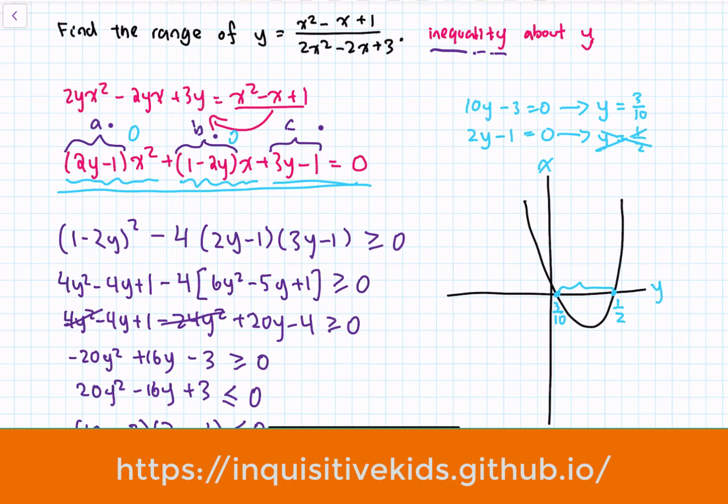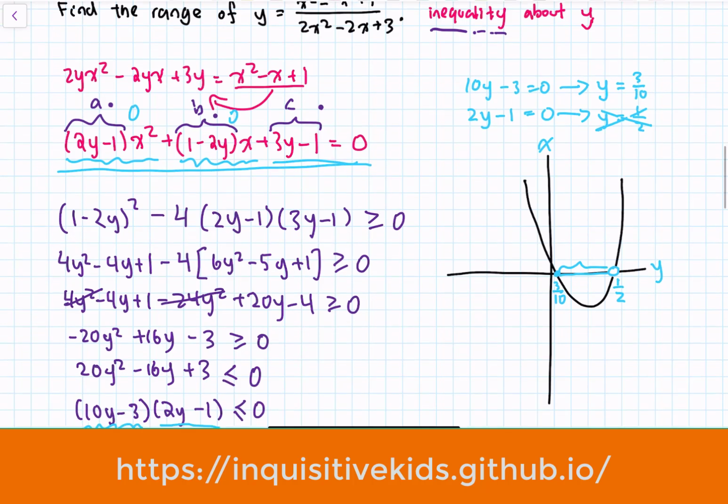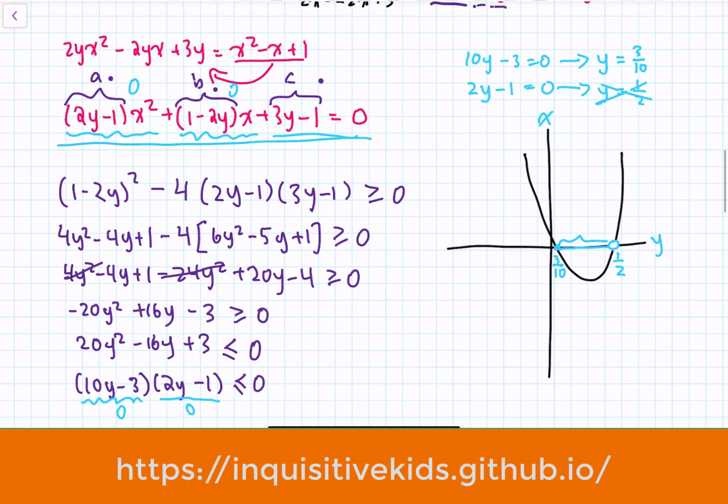How do we represent that on this graph? Well, all we have to do is just hollow it out. So now it becomes something like this. And now our range for y, if we show it on the graph, would be from 3/10 inclusive to 1/2. So when we write that using our special notation for finding the range, it would be range of y is equal to square bracket 3/10, comma, 1/2, curly bracket.